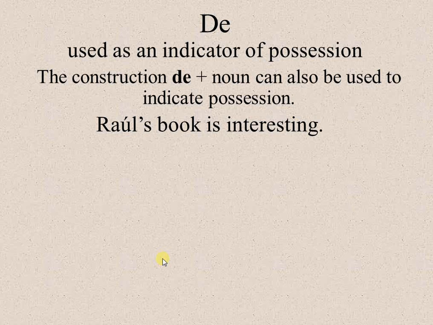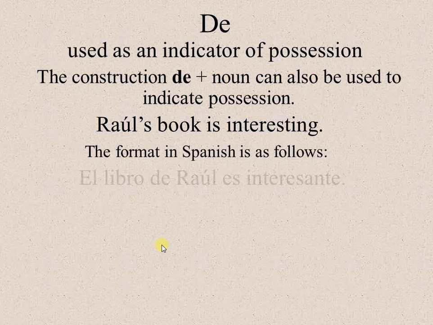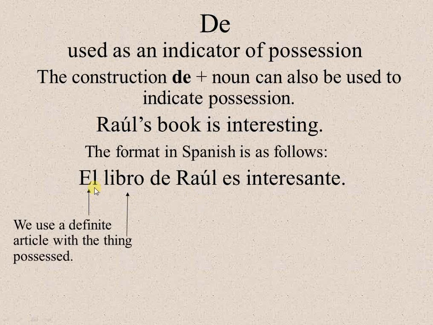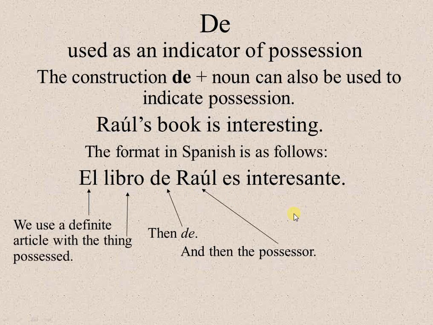Another example, Raul's book is interesting. Now the format in Spanish is as follows. El libro, so you begin with what the person has, de Raúl es interesante. If you want to translate this sentence to make sure you understand how it works, you could say the book of Raúl, the house of Mary. Okay, that's how we say it. So we use a definite article with the thing possessed, then de, then the possessor. So this is the structure that you need to use. Okay. El libro de Raúl es interesante.